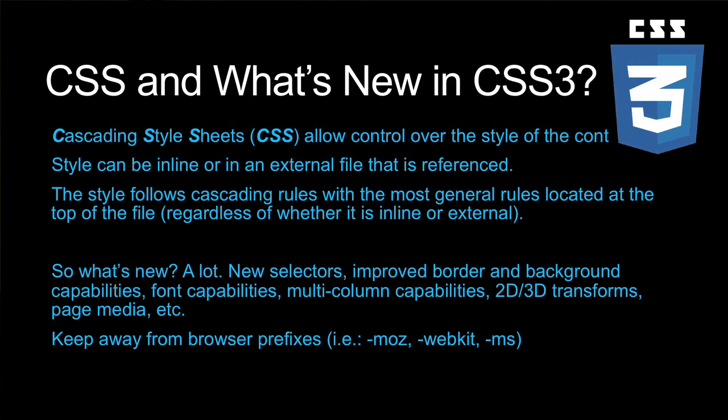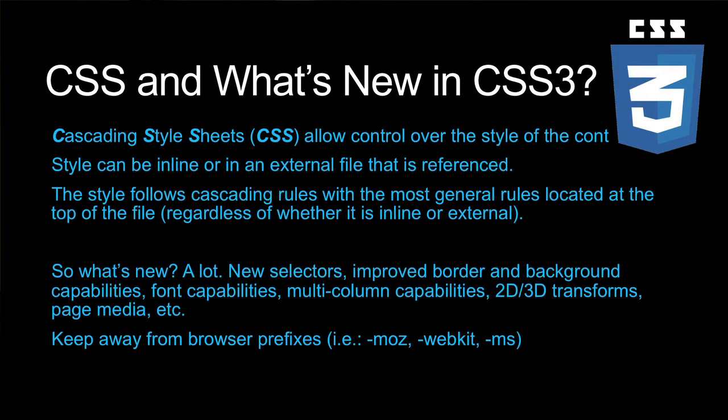So if you have certain things that you're constantly posting through your blog, it's a really good idea. For instance, if you're constantly posting tables and you have this really fancy way of displaying information in a table format, it's a really good idea to capture that and save it in an external style sheet. This way, the next blog post page that someone visits on your site, it already has that information cached in the browser, and that page is going to load that much faster. The style follows cascading rules, with the most general rules located at the top of the document, regardless of whether it is inline or external.